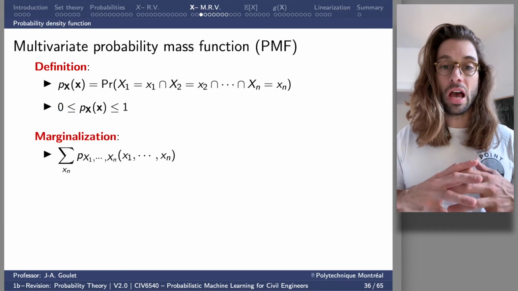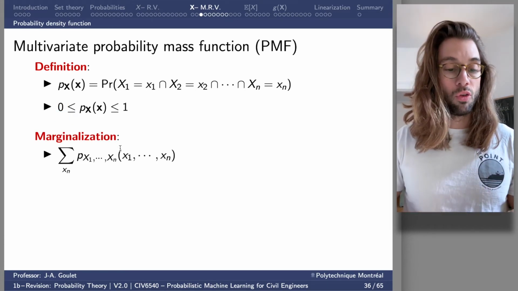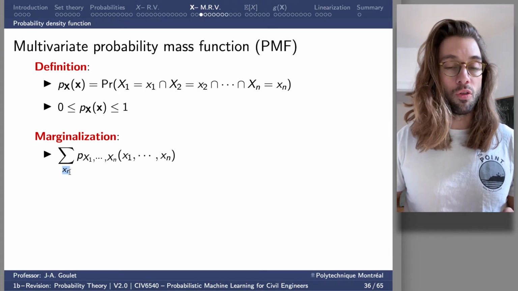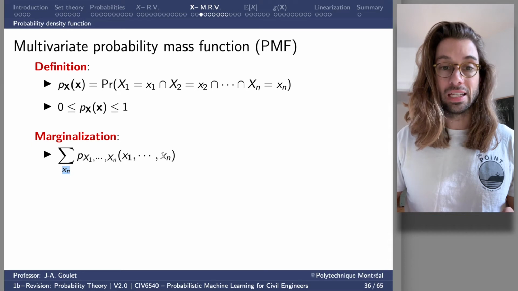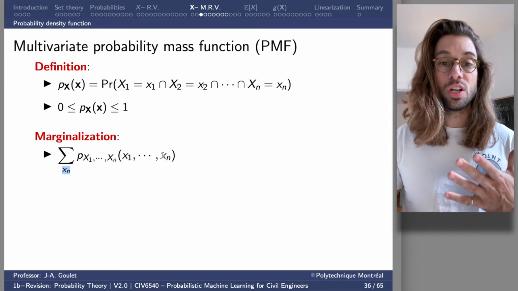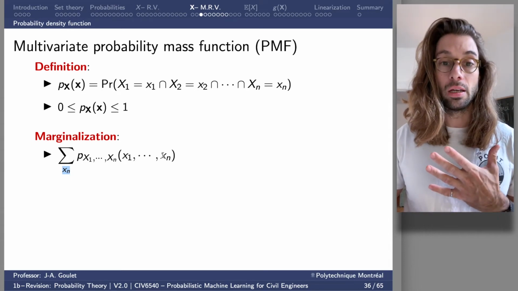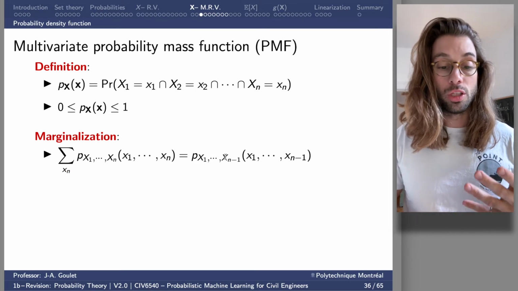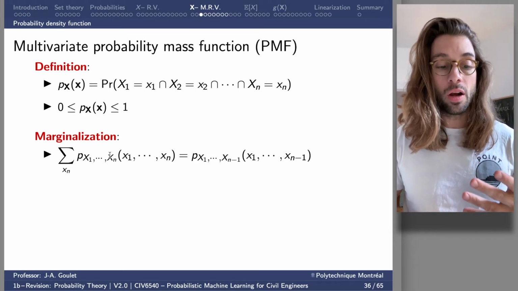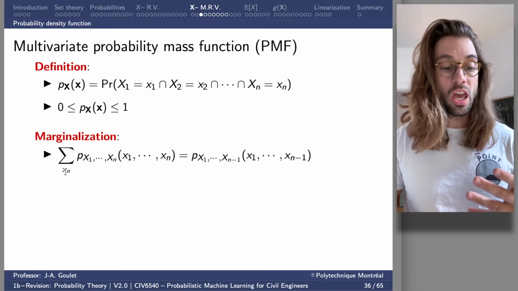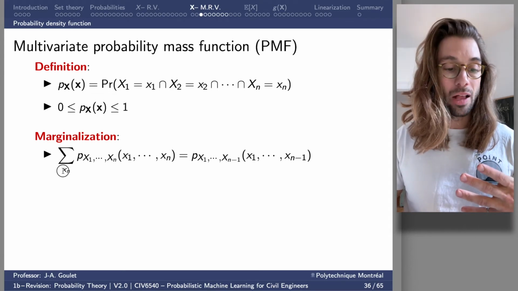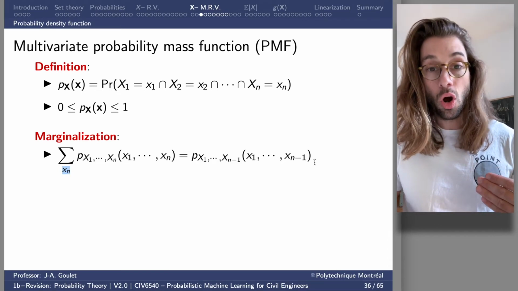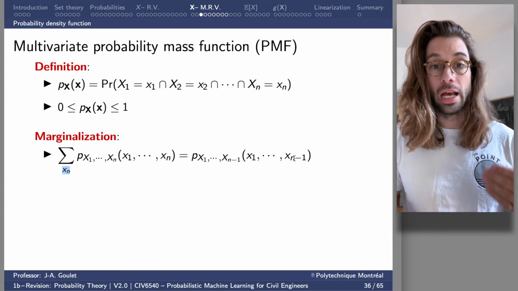So here, if we have a joint PMF for variables x1 up to xn, and I sum over possible outcomes of xn, this is the operation we call marginalizing. If we marginalize that joint PMF, we're going to be left with the joint PMF for all variables except xn. If we sum over the possible outcomes not of xn, but of xn minus 1, it's going to be the joint of all variables but xn minus 1.